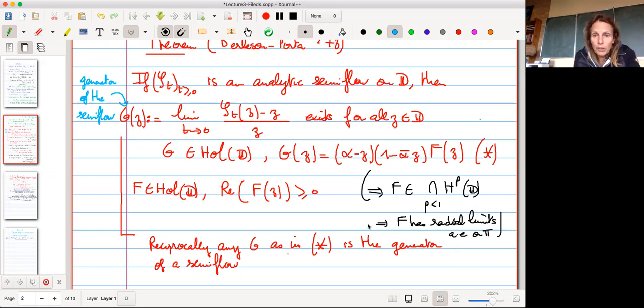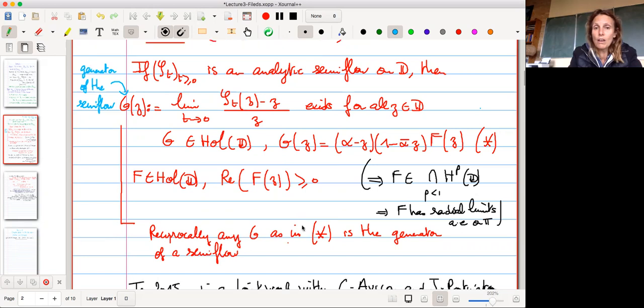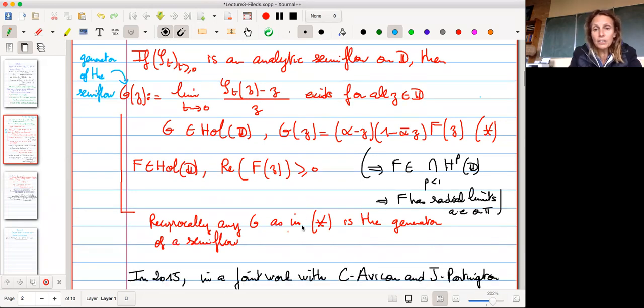And Berkson and Porta proved also the converse: if you have a G of this form with an arbitrary f satisfying this condition, then it is the generator of a semiflow. So we have a complete characterization of the generator. And this characterization, at least when the phi t are not elliptic automorphisms, involves the Denjoy-Wolff point of the semiflow.